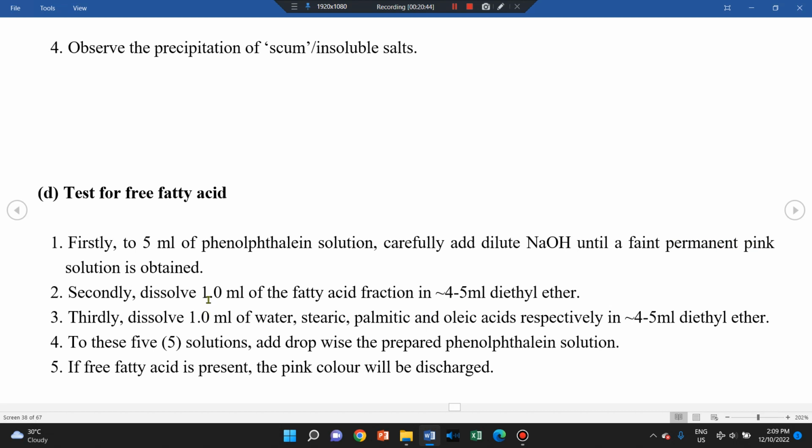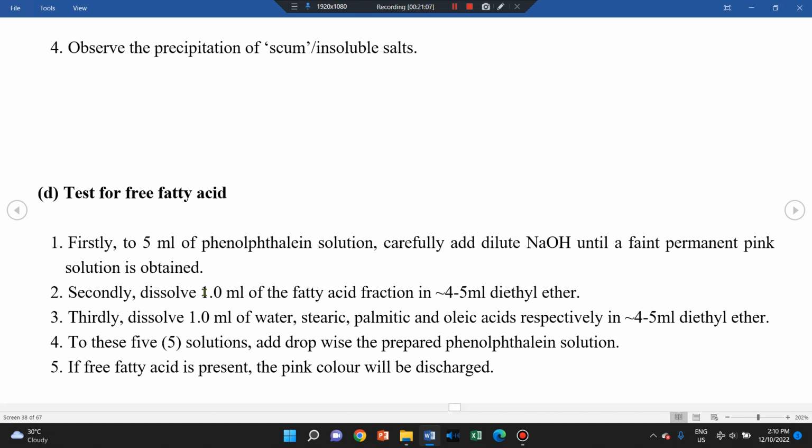Next, put in 1 ml of the upper fatty acid fraction and roughly add 4 to 5 ml of diethyl ether, not using a micropipette, roughly using a 10 ml measuring cylinder, or even a plastic pipette will do.